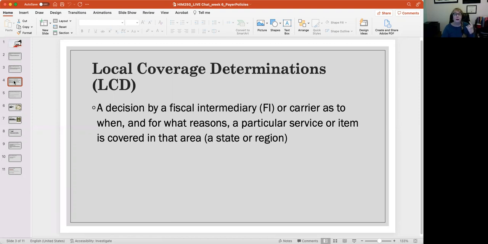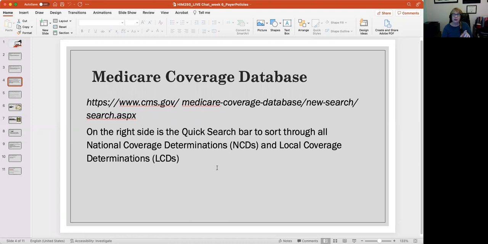So here is the website for the Medicare coverage database. And you can go there, and you can also, you know, go to medicare.gov or cms.gov, and choose it off of the menu. But the important thing is this gives you a search bar where you can look for national coverage determinations, local coverage determinations, and be specific, whether it's a diagnosis or a procedure code that you have. You can look this up very quickly.